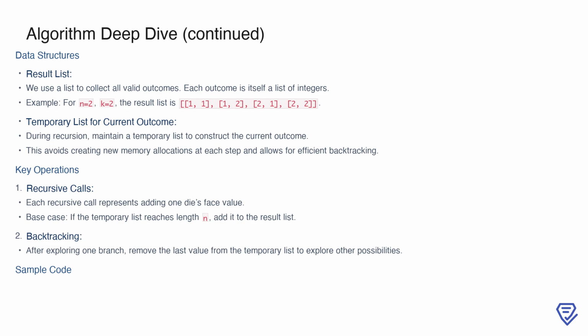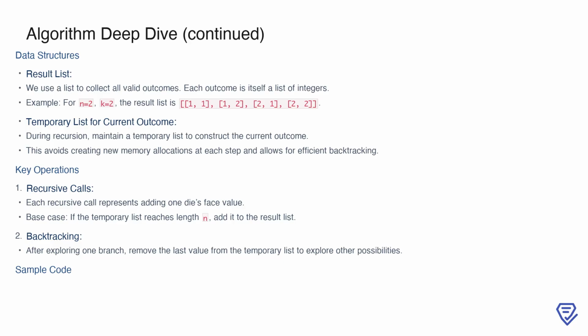To implement this approach, we make strategic use of data structures. The result list is used to collect all valid outcomes, and each outcome is represented as a list of integers. For example, if n equals 2 and k equals 2, the result list would contain [1,1], [1,2], [2,1], [2,2]. During the recursion, we maintain a temporary list to build the current outcome. This temporary list allows us to construct combinations dynamically while avoiding unnecessary memory allocations.